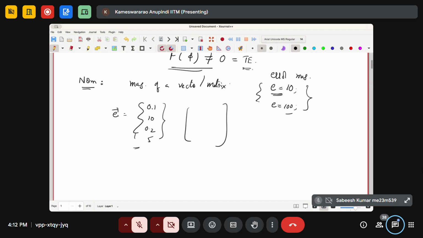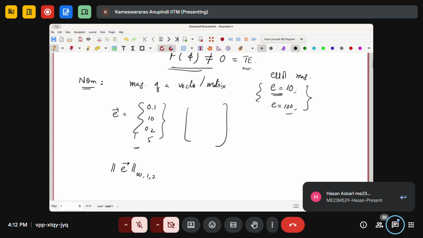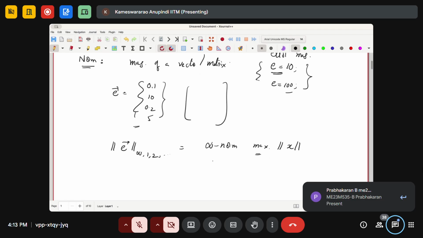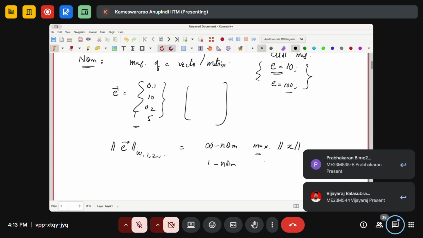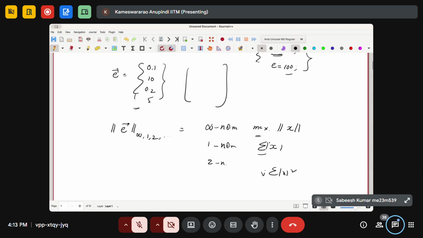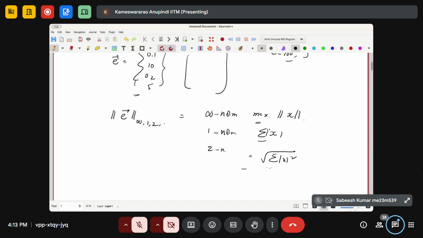So that's where we define a norm for a vector, right? It could be an infinity norm, it could be one norm, it could be two norm, and so on. If it is infinity norm, it is basically just the maximum of the vector. That means whatever the maximum value of x is, we call it the infinity norm. Similarly, we said one norm is basically the summation of the absolute values of x. If it is two norm, it's going to be the square root of sigma mod x square, and so on. So that is how we have defined the norms.